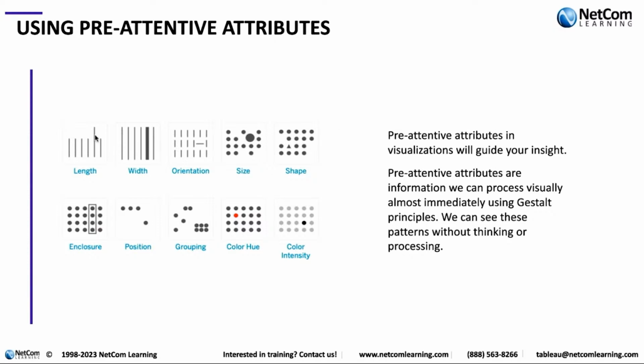So the length of a bar chart, for example, the orientation of a point, the size can draw us to a particular insight. So if we map a particular field on the size, we'll be able to see which ones are the largest, which are the smallest, and that can drive our analysis of that data.